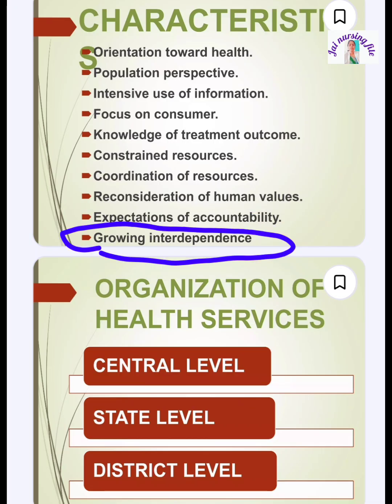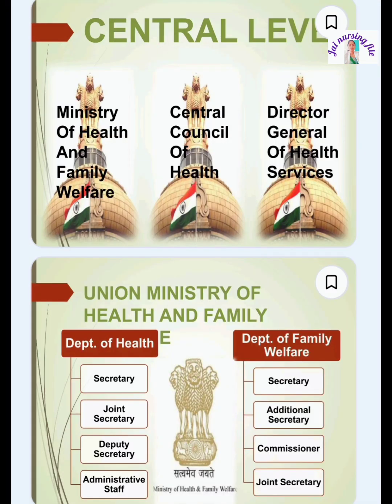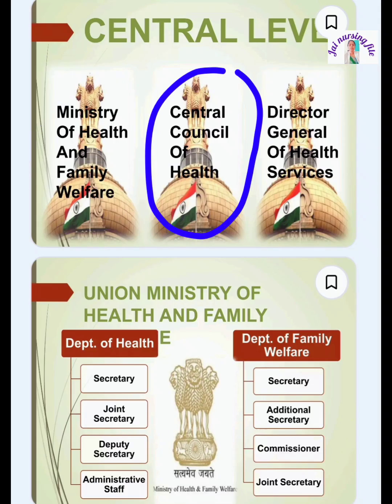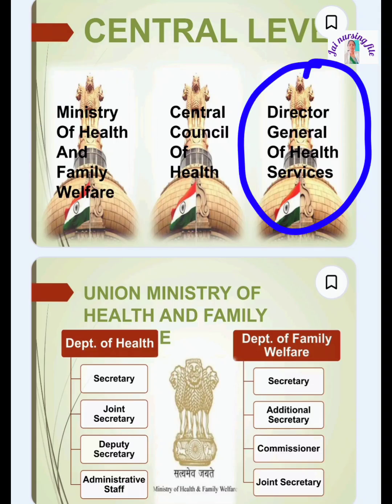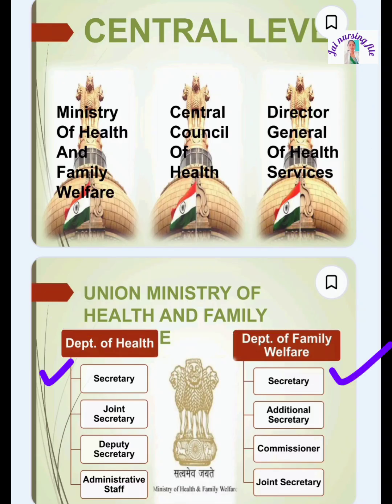So now this is the main important. The organization is divided into central level, state level, district level. So each one will be discussed in detail. So you have central, state, district level. The first one is the central level. So you have three divisions: Ministry of Health and Family Welfare, then Central Council of Health, then Director General of Health Services. So under Union Ministry of Health and Family Welfare, you have Department of Health and Department of Family Welfare.